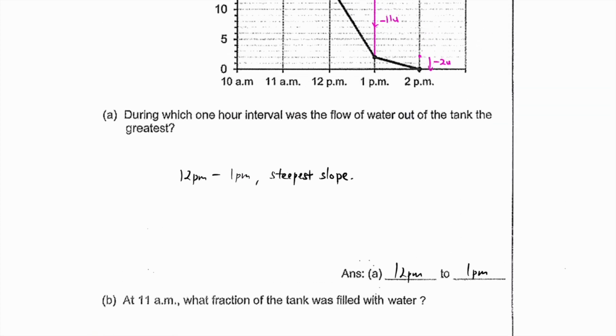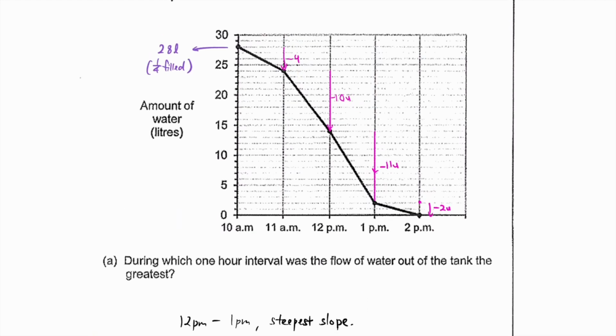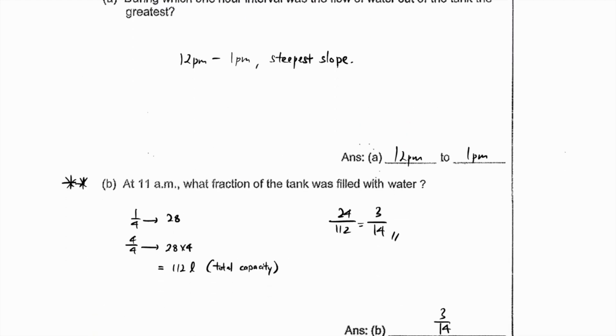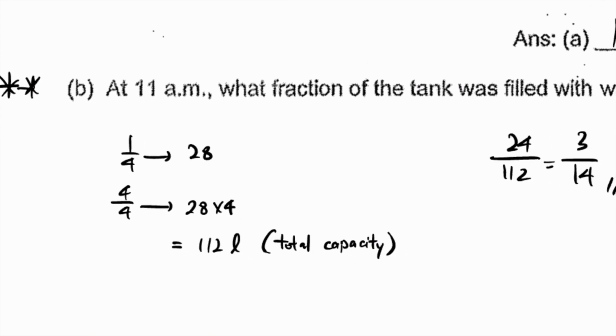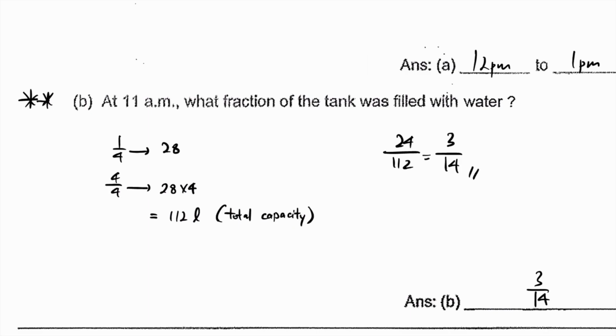At 11 AM, what fraction was filled with water? Okay, so we can say therefore that 1/4 is 28. The whole capacity is therefore 112.